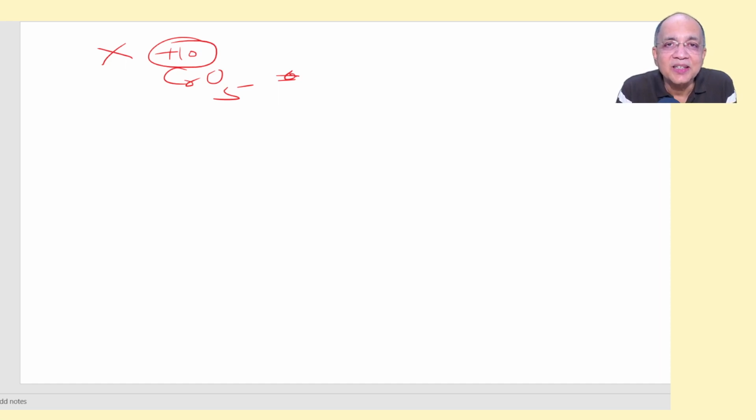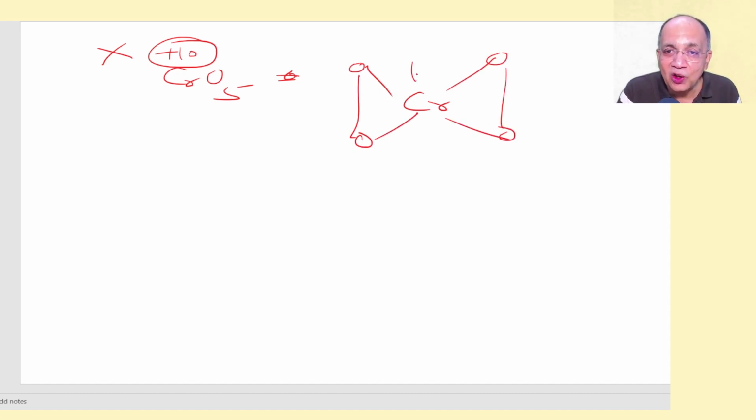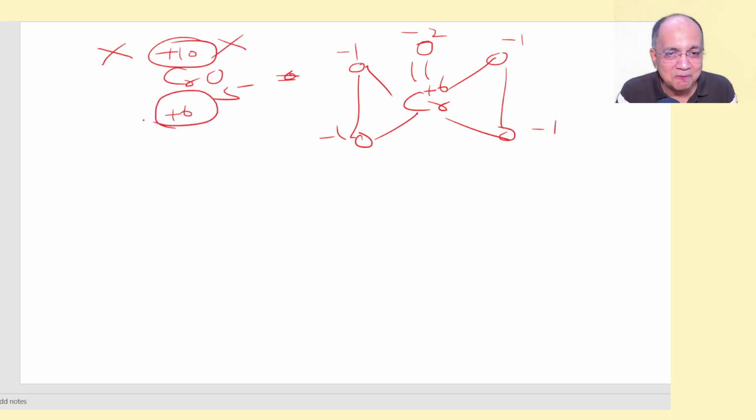How plus 10? So definitely some paradoxical case. So the actual structure, if you find, there are two peroxy linkages and one normal oxide. So these are minus 1, minus 1, minus 1, minus 1. This is minus 2. This is plus 6. And also it will be losing 6 electrons, for the double bond 2 and for these single bonds 4. So it will be plus 6. So this is not plus 10, it is plus 6.